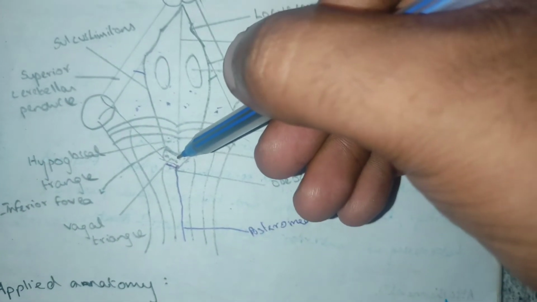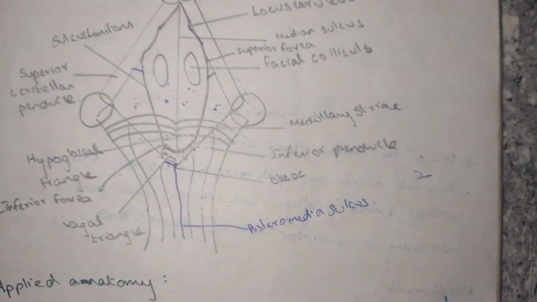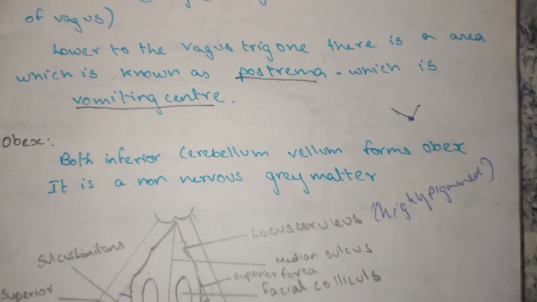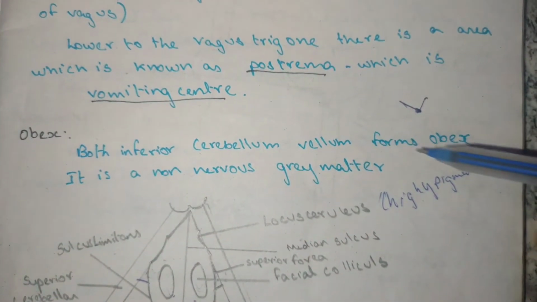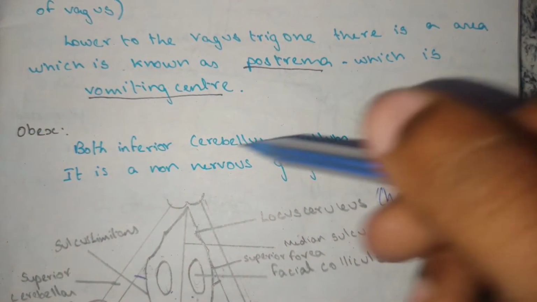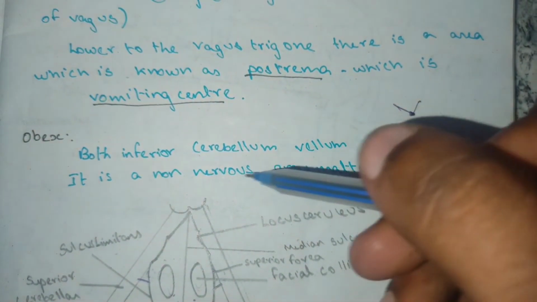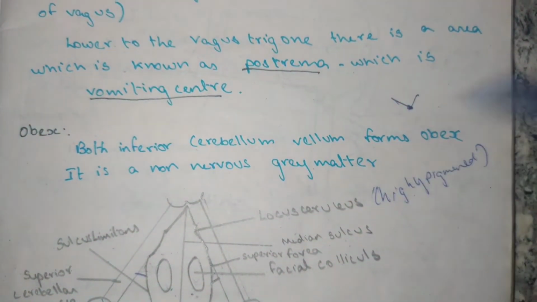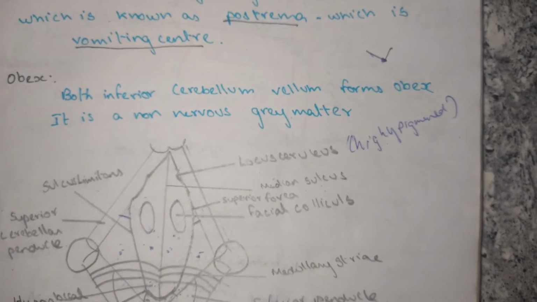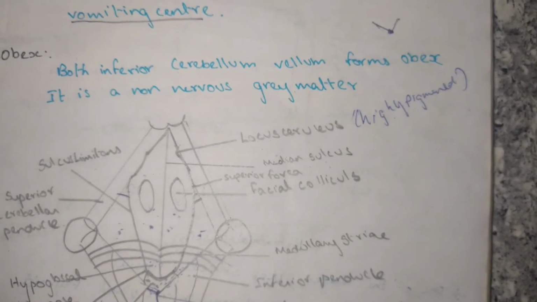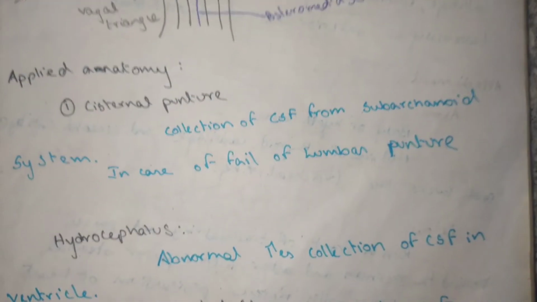This vagal triangle consists of the dorsal nucleus of the vagus, which is the tenth cranial nerve, and the apex is formed by the inferior cerebellar velum, a non-nervous gray matter. Now that's all about the fourth ventricle. Now we will see the applied anatomy.